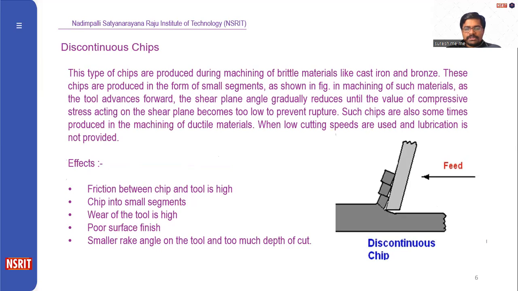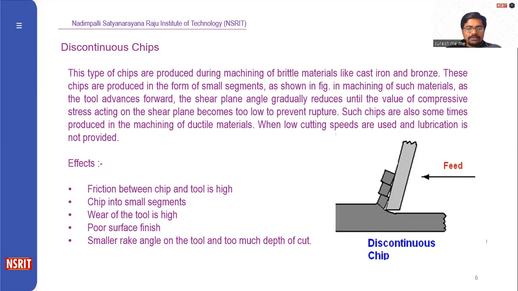Next one, discontinuous chip. This type of chip formation we can observe in brittle materials like bronze, cast iron, and the like. These chips are produced in the form of small segments as shown in the figure. In machining such materials, as the tool advances forward, the shear plane angle gradually reduces until the value of compressive stress acting on the shear plane becomes too low to prevent the rupture between chip and tool. Such chips are also sometimes produced in the machining of ductile materials, when low cutting speeds are used and no lubricant is provided.